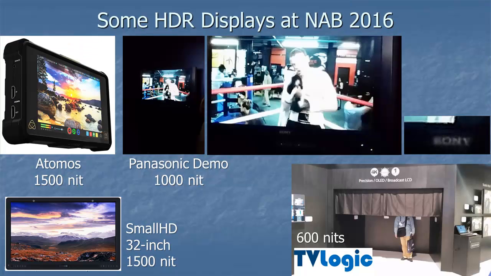Here's NAB this year. Atomos put HDR displays into their little handheld recorders. Small HD went to HDR. This is TV Logic. This was interesting. It was a demonstration at Panasonic, and it's one of their demos with a 1,000-nit monitor, and they were in a dark room. As you can see, there's practically no surround there, so now I'm blowing that up so you can see a little more of the monitor, and now I'm just blowing up this side, and that's the monitor they were using.